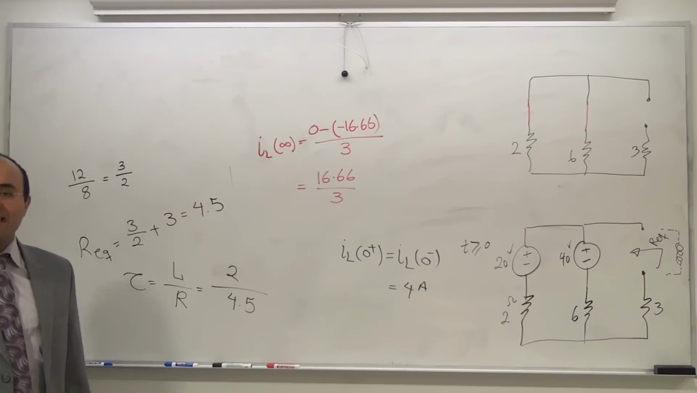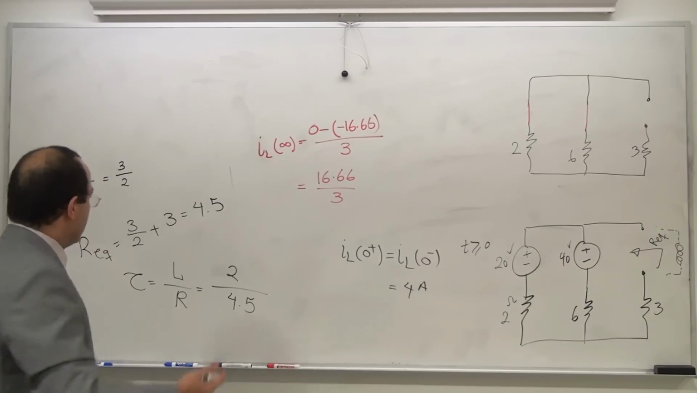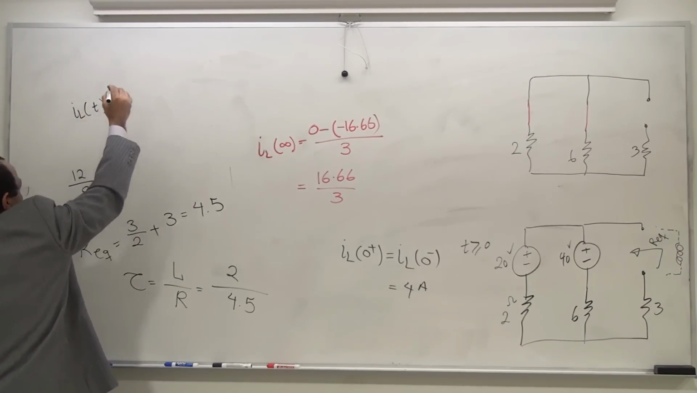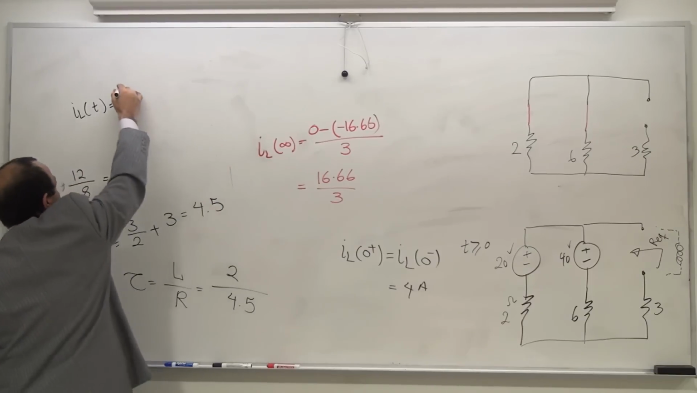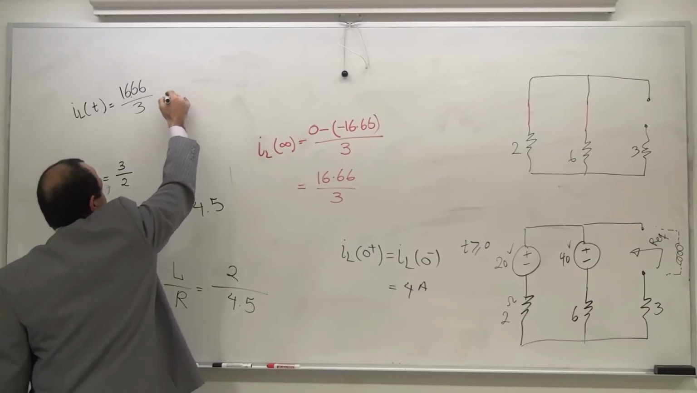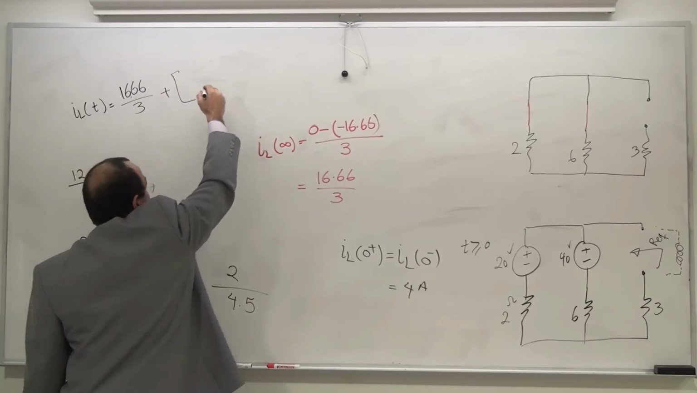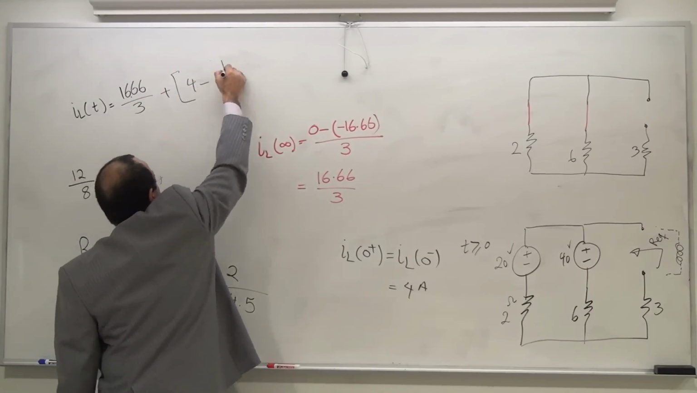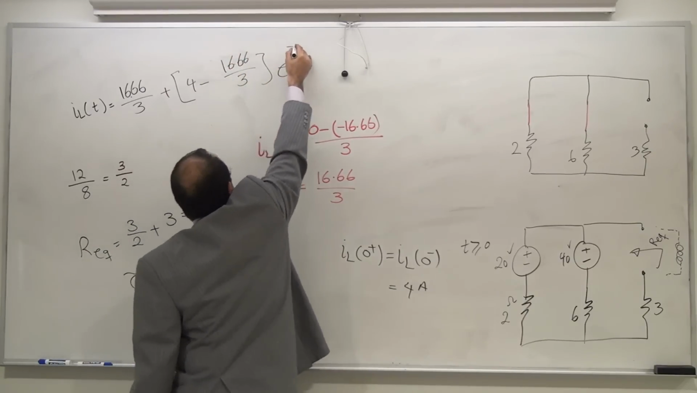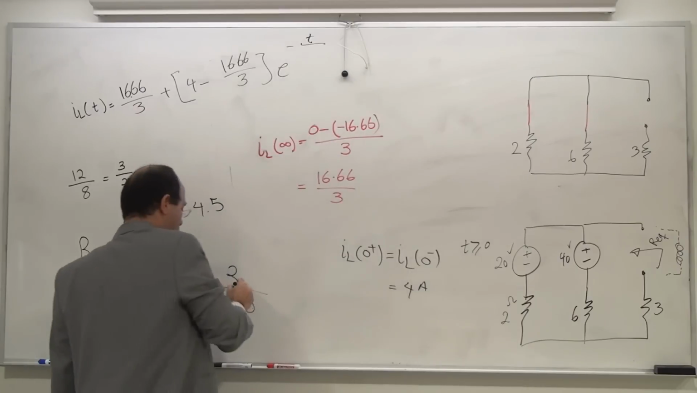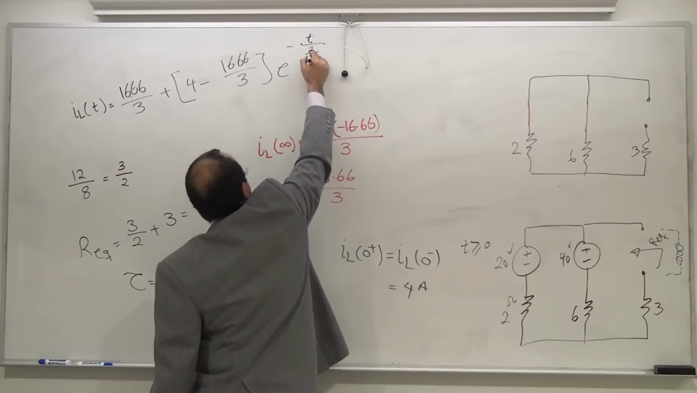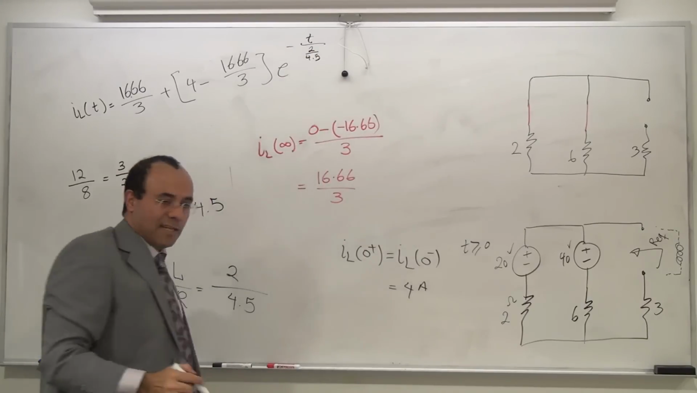You have all the ingredients to write your equation. Your equation would be IL of t equals IL of infinity plus IL of 0 minus IL of infinity, times e to the power of minus t divided by this value, which is almost half. So I'm going to say 2 divided by 4.5. You don't have to simplify, that's it.